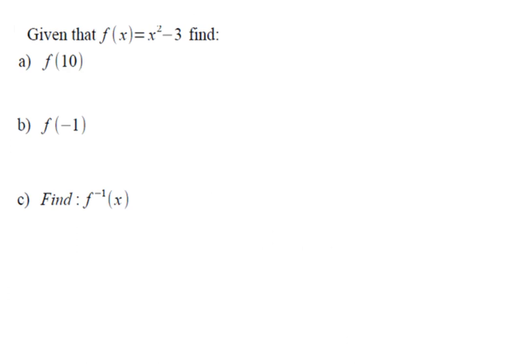Given that f(x) equals x squared minus 3, find f(10). We did that in part 1. All we do is put 10 as the value of x. So that would be 10 squared minus 3, which is 100 minus 3, which is 97. Now f(minus 1): the same thing here. We go minus 1 squared minus 3, and minus 1 squared is just 1, minus 3 equals minus 2.